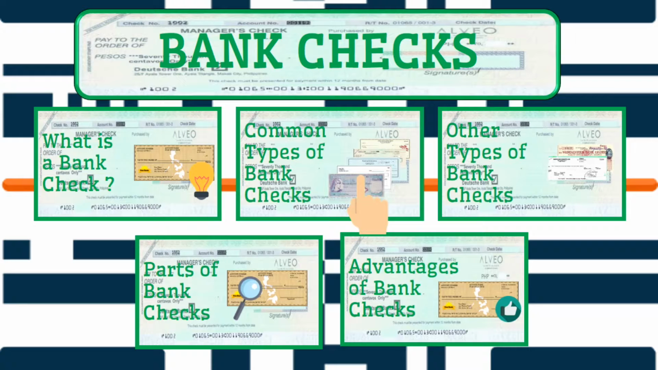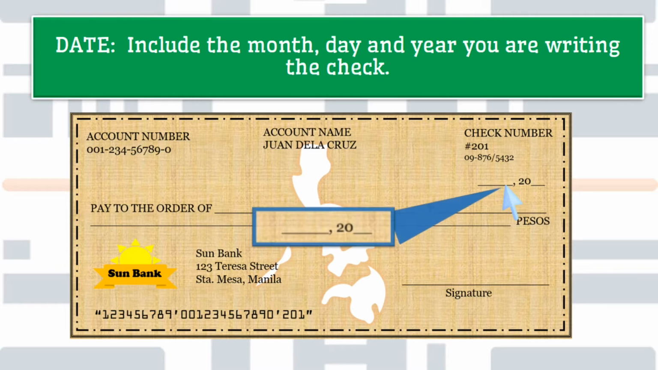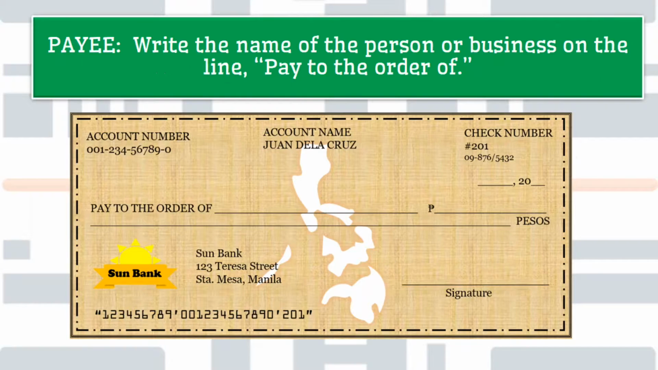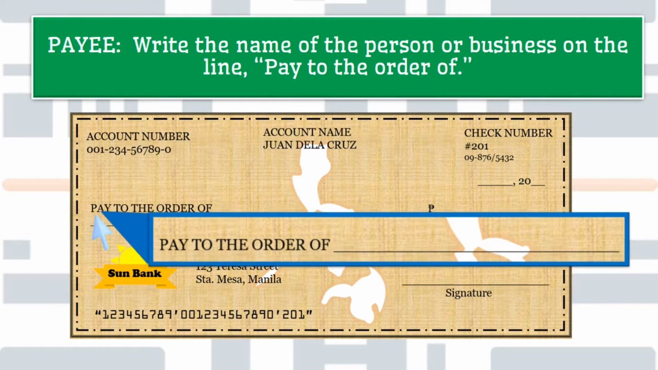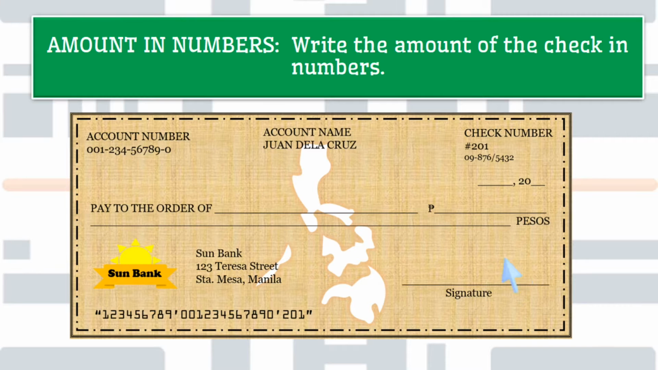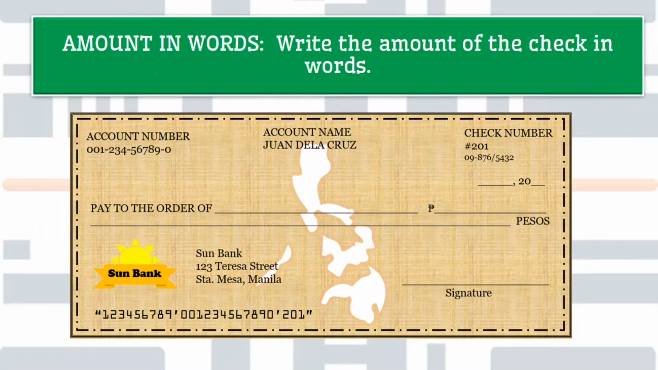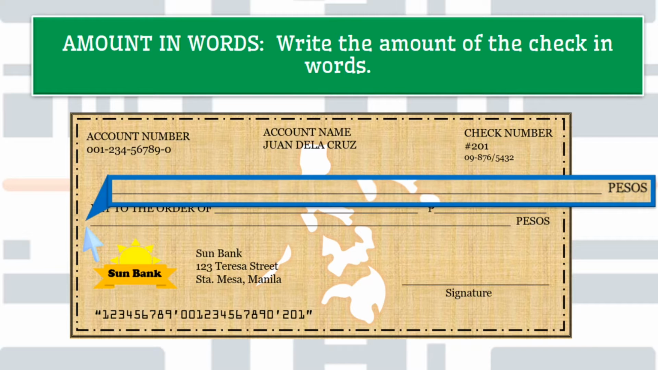And now, we are going to identify the different parts of bank checks. So there are 9 parts of bank check. Date. Include the month, day, and year you are writing the check. Payee. Write the name of the person or business on the line paid to the order of. Amount in numbers. Write the amount of the check in numbers. Amount in words. Write the amount of the check in words.